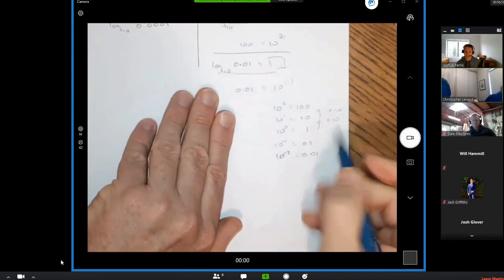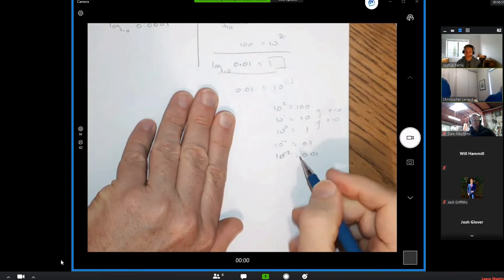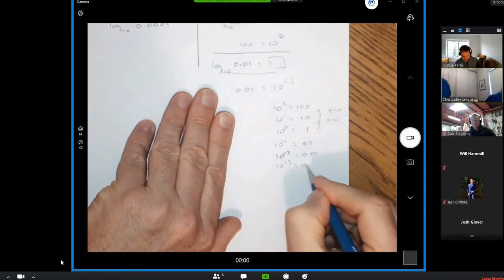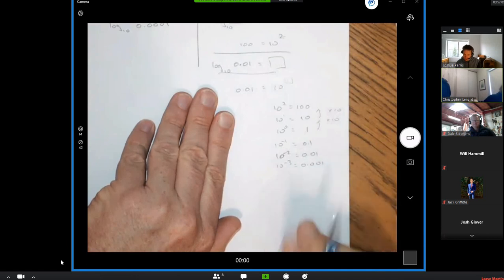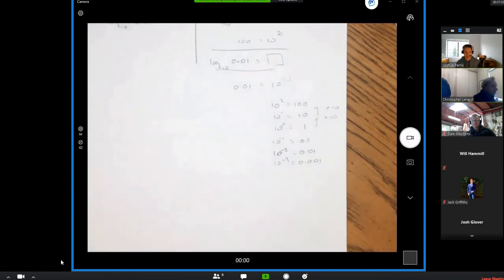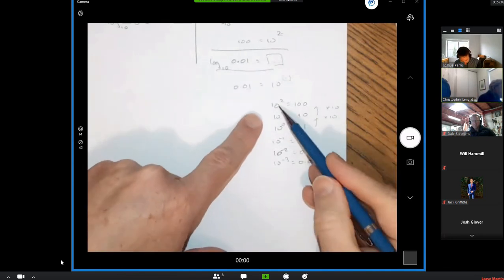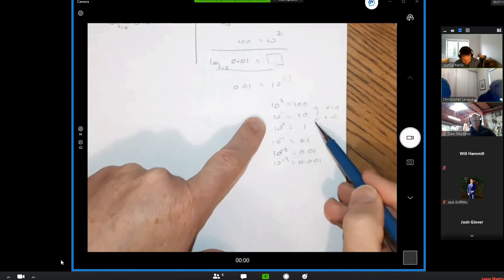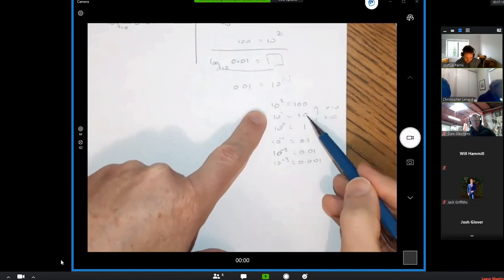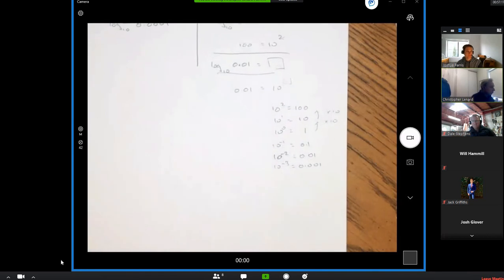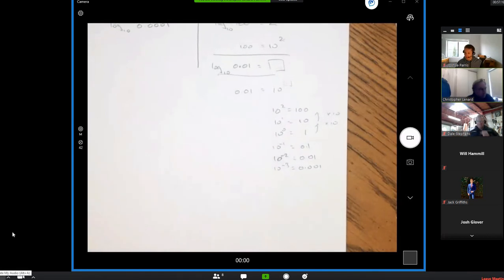So 10 to the negative 4. Okay, that makes sense. I knew it was something like 10 to the negative 4, but I wasn't sure how it got there. Thanks for explaining that. So the idea is that as you increase the index by 1, you're multiplying by 10. As you're going backwards, you're dividing by 10. Okay. Good. Thank you. Excellent.